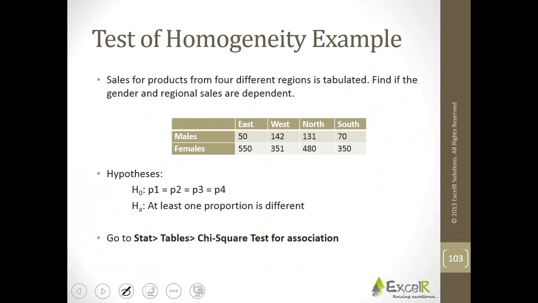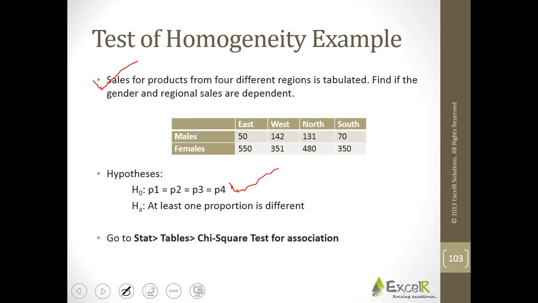We have to do this actually using Minitab. We'll do that. So this is just an example of testing the homogeneity. Sales for products for 4 regions is tabulated. Find if the gender and regional sales are dependent or independent. So is my sales dependent on my being a male or a female? Yes or no, that we have to find out now.